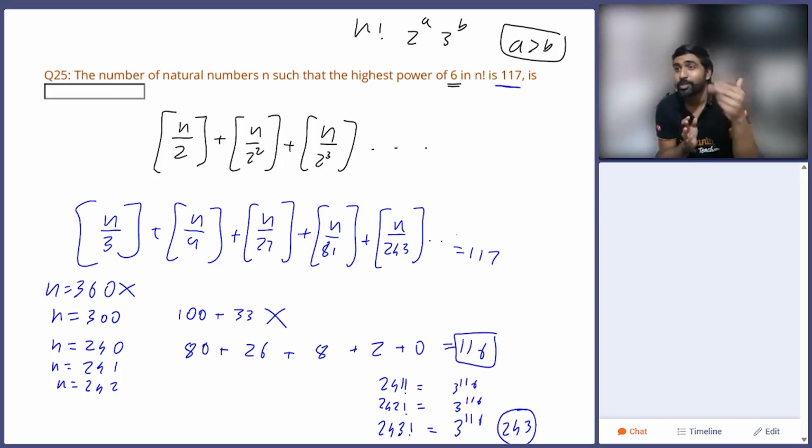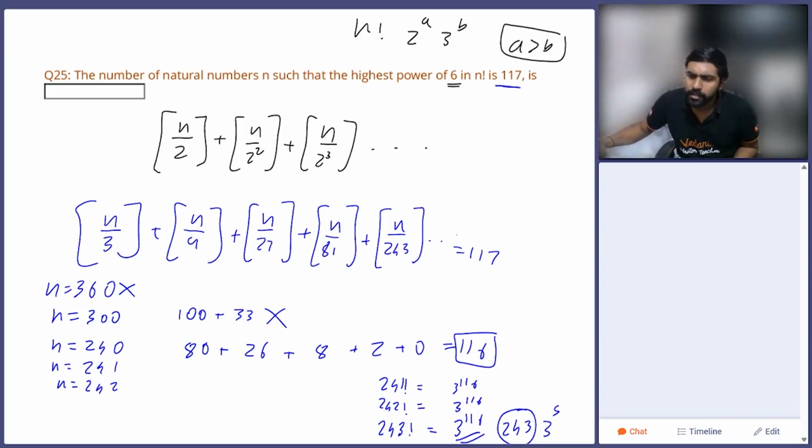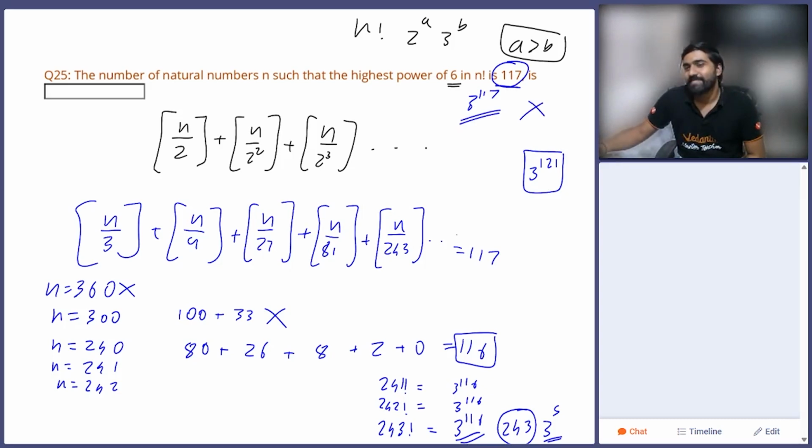241 and 242 were not multiples of 3, so there was no 3 present. That's why I rejected them. But 243 is 3 power 5, meaning that after 3 power 116, I will directly jump to 3 power 121. 3 power 117 is never going to be possible. So there is no natural number for which the highest power of 3 is equal to 117. That's not possible. Therefore 0 will be the answer for this question.